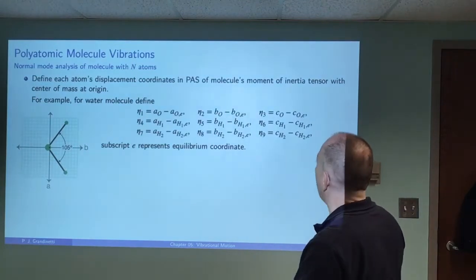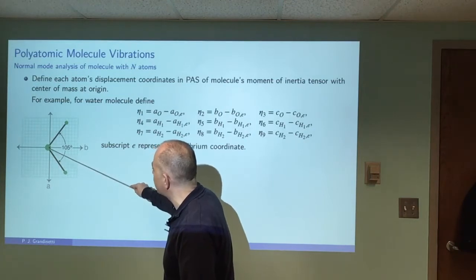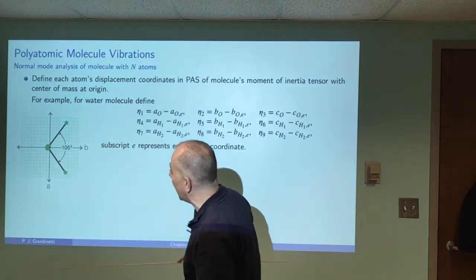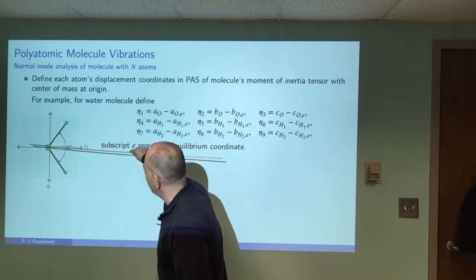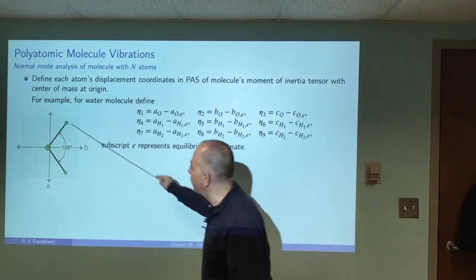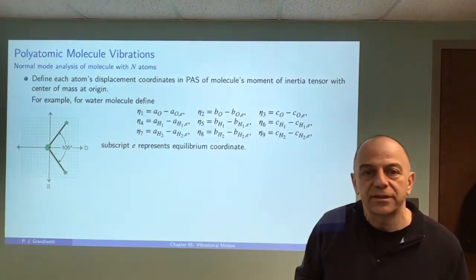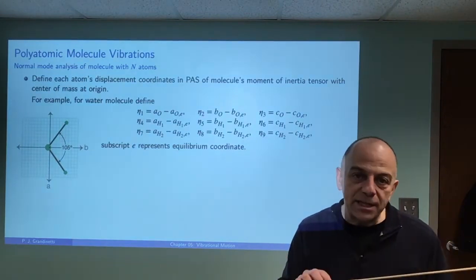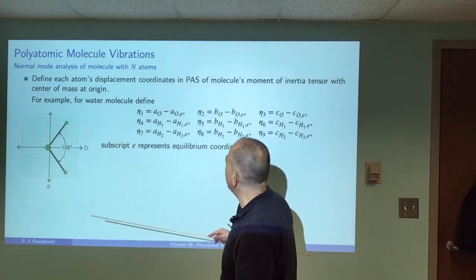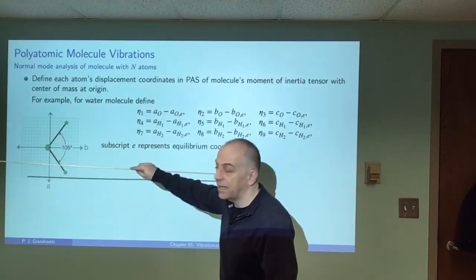In that principal axis system, say for example for a water molecule, the origin would be at the center of mass. The water molecule will be oriented so that here you see it's in the AB plane and with the B axis bisecting the HOH angle. So this is the principal axis system of the water molecule. And we're going to define for each of the atoms in this coordinate system its displacement away from its equilibrium position. So for oxygen here, we're going to be looking at its displacement along the A axis, the B axis, and along the C axis.